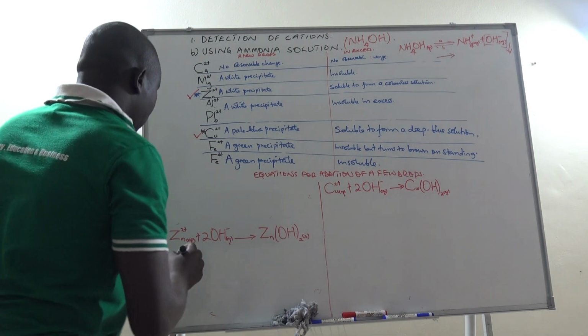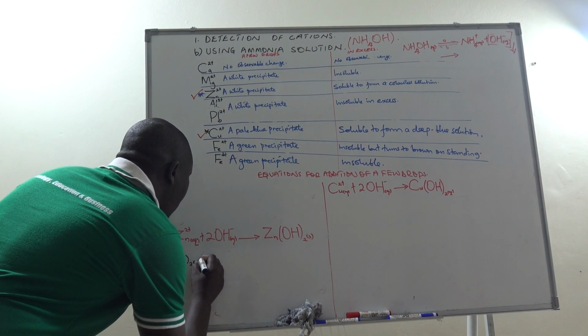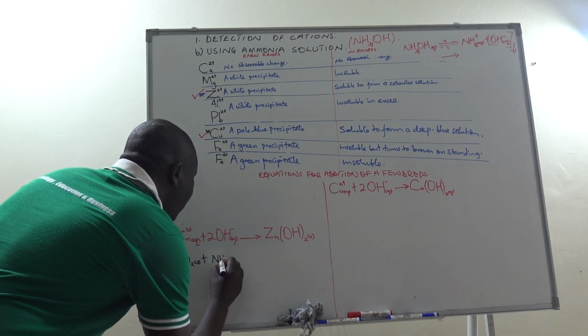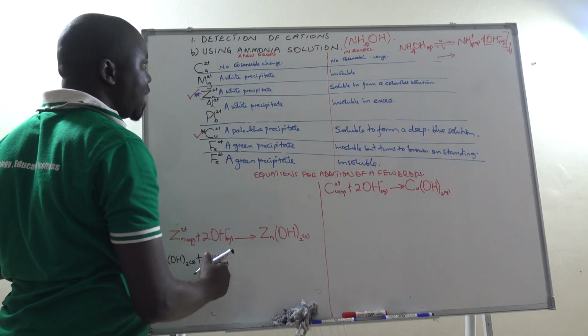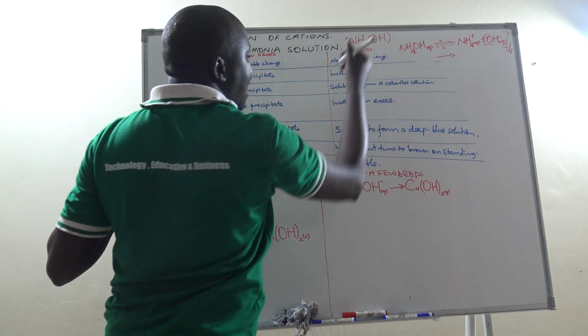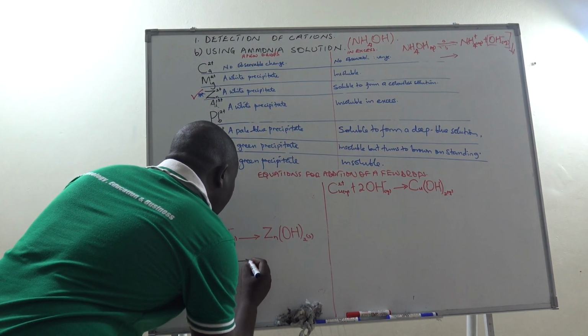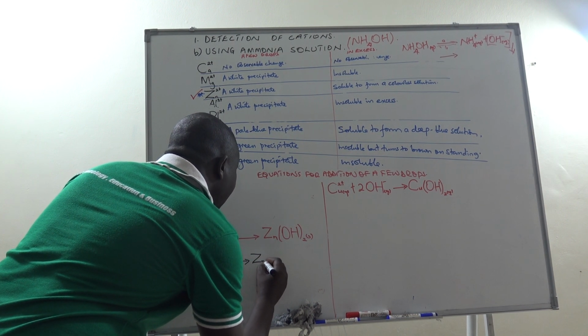a colorless solution. So the zinc hydroxide, which has been formed as a white precipitate, will now react with the excess ammonia solution or aqueous ammonia. They are the same. Ammonia solution is aqueous ammonia. It is also what we call ammonium hydroxide solution. So it reacts, or they react, to form a complex ion, which has this formula here.